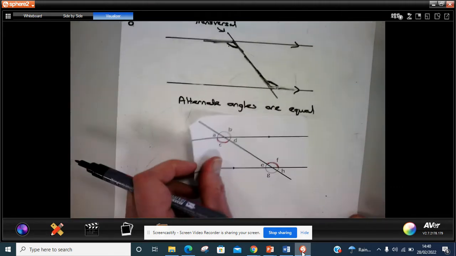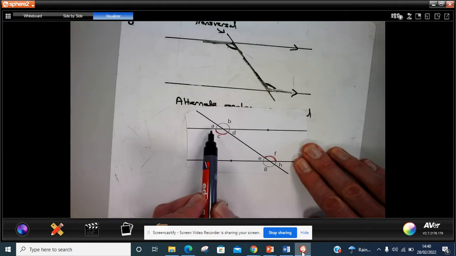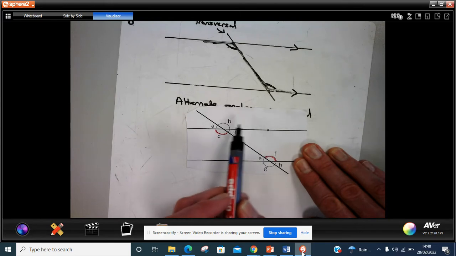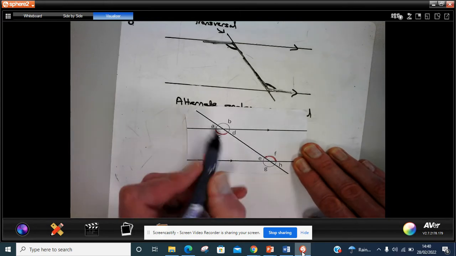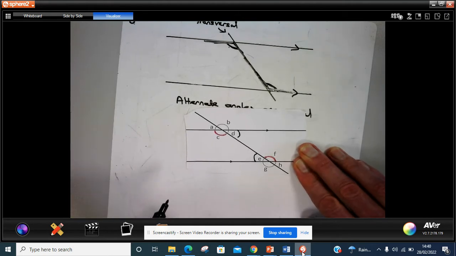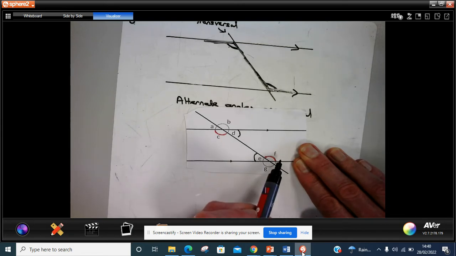So here's another little diagram, and you can see that here I've marked in red these alternate angles. But if I think about this backward Z shape here, then D and E would also be alternate angles, and they would be the same size. So D is equal to E and C is equal to F.